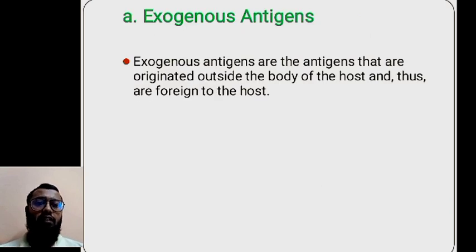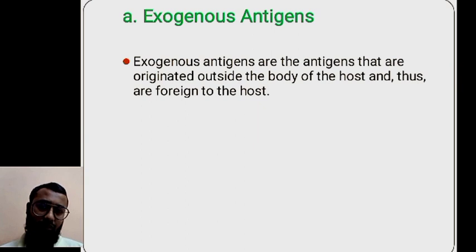Exogenous antigens are antigens that originate outside the body of the host and thus are foreign to the host. These exogenous antigens come into our body through inhalation, ingestion, orally or from other different sources, or through wounds, and there are many other routes of entry. The antigen circulates in our body through body fluids.